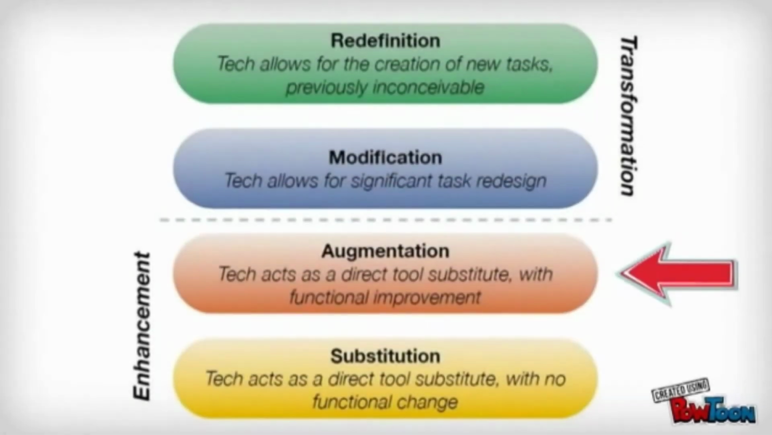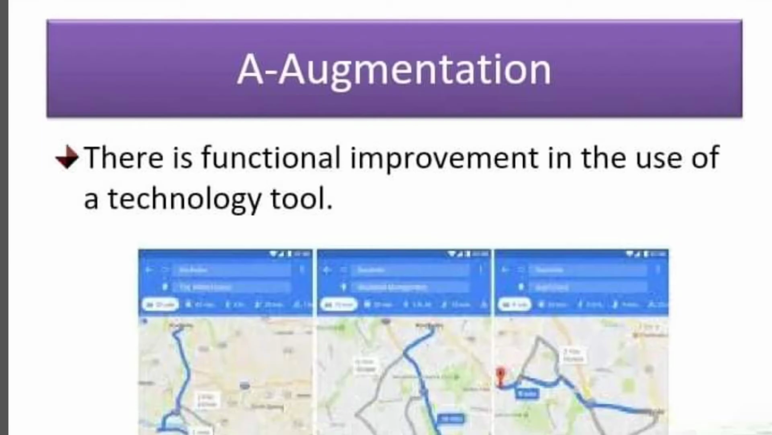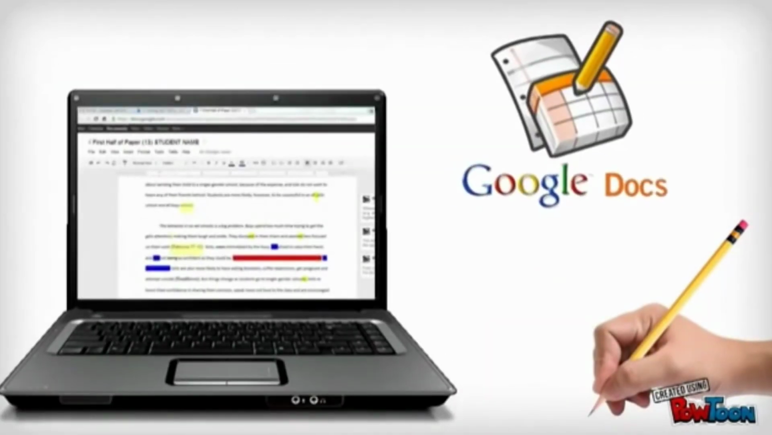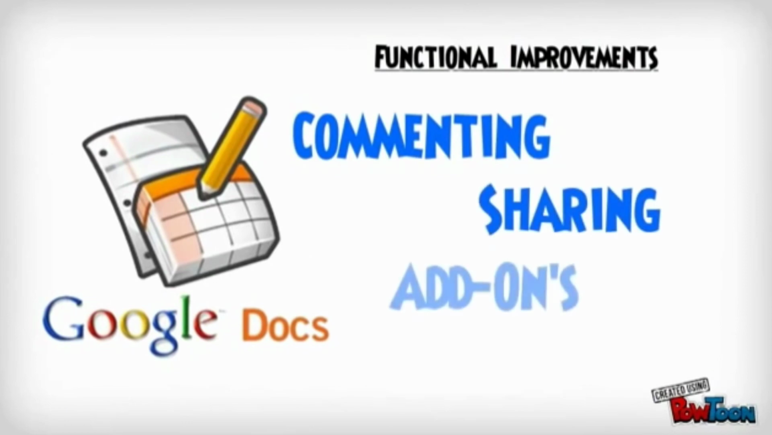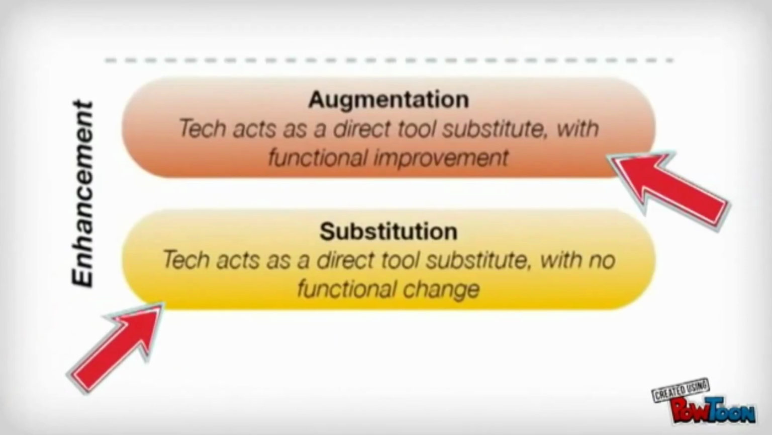The next level is the augmentation. In augmentation, there is functional improvement in the use of a technology tool. So instead of writing a persuasive essay on paper, you can use a program like Google Docs. With this software, the task is the same, but the unique features of the word document provide improvement. In both of these levels, the technology is used to simply enhance lessons.